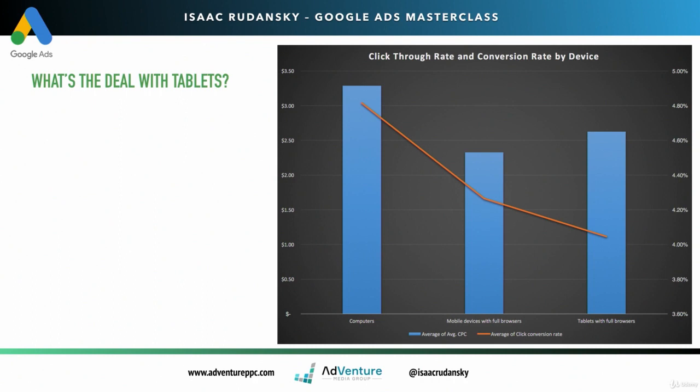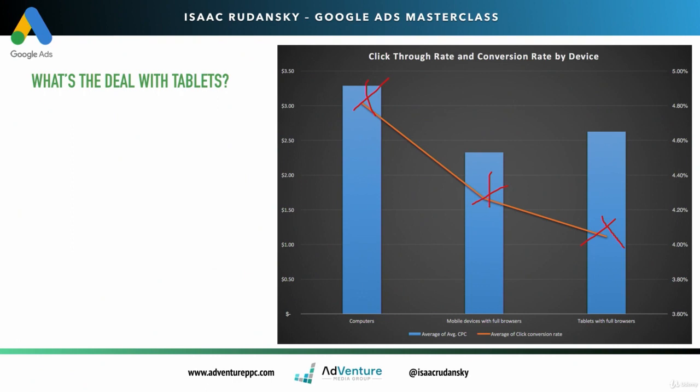So on the right-hand side is conversion rate. On the left-hand side is your average cost per click. Okay, this was obviously taken from accounts. We took out accounts that didn't have conversion tracking set up properly, et cetera. And we're seeing this interesting trend when it comes to conversion rates. Computers have the highest conversion rate. Then mobile devices have a conversion rate sort of below that. And then tablets are even below mobile devices. Tablets have the worst conversion rate, but you don't see that same trend with cost per click.